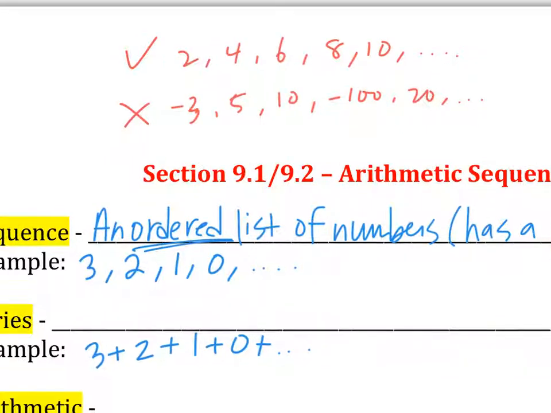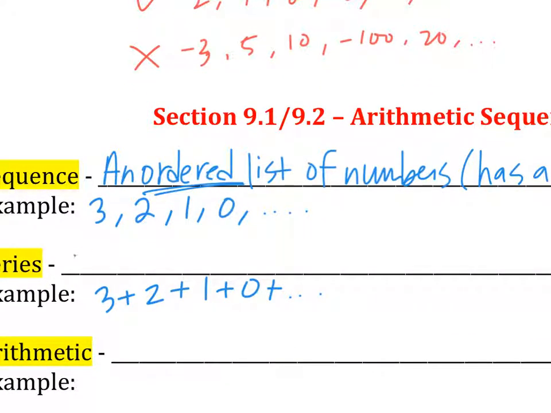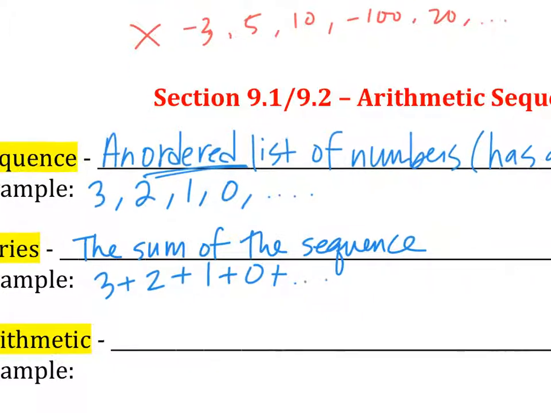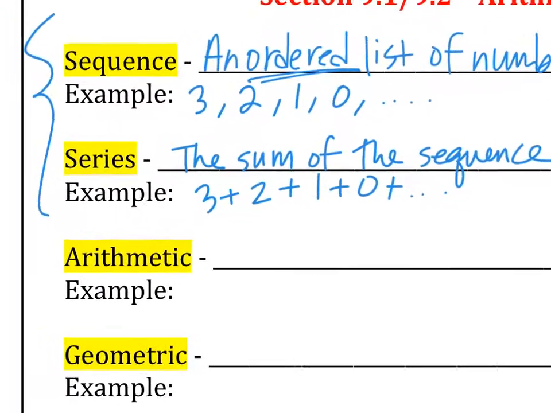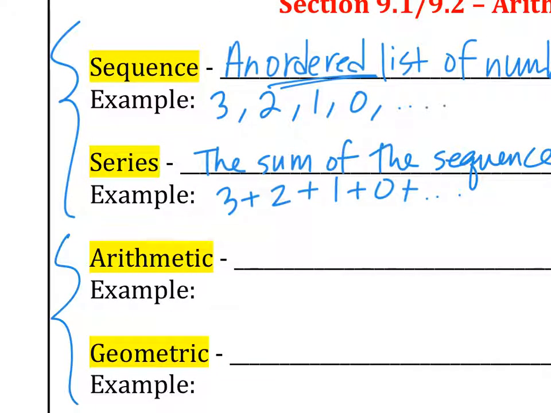All right, second one, series. Series is the sum of the sequence. Okay, series, we're going to add up all the numbers in the sequence. Okay, so those are two vocab we're going to basically study. We're going to have a few sections on each kind. Next, two kinds of sequence or series, arithmetic or geometric.